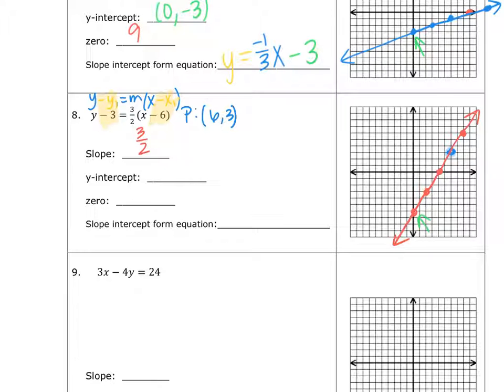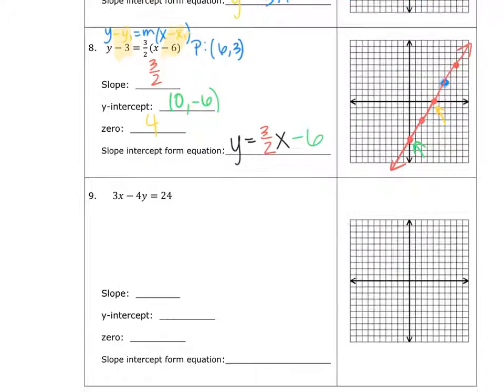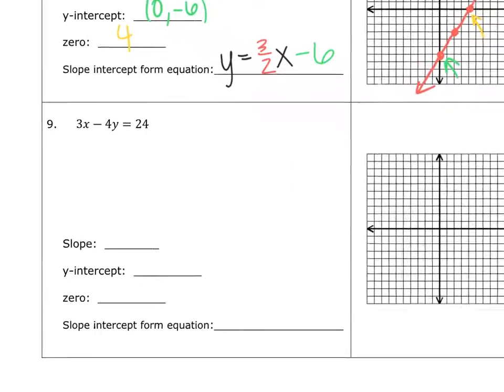So my y-intercept, this crosses at (0, -6). My zero is at 4. And slope-intercept form is y = 3/2 x, and then my y-intercept of -6. So for this problem, I grabbed the point from point-slope, I plotted that point. I used my slope of 3/2 to continue the line, and then came up with my key features and my equation.